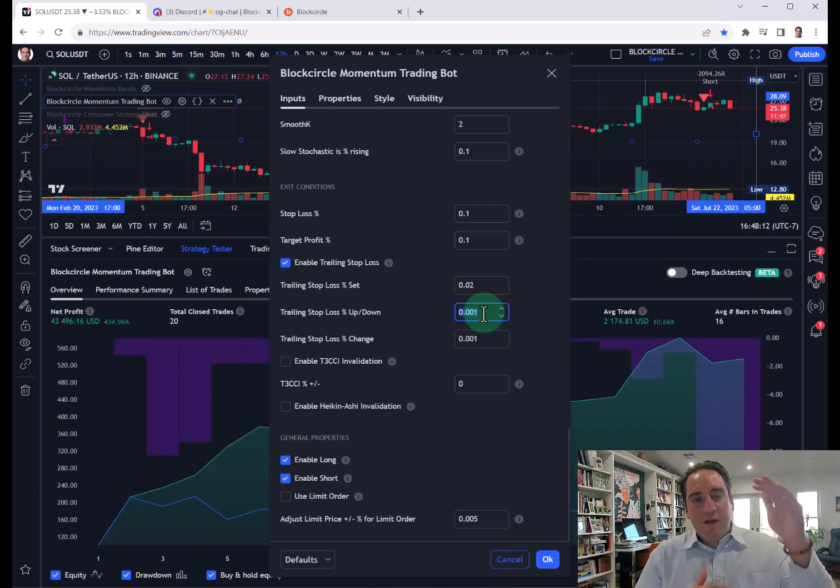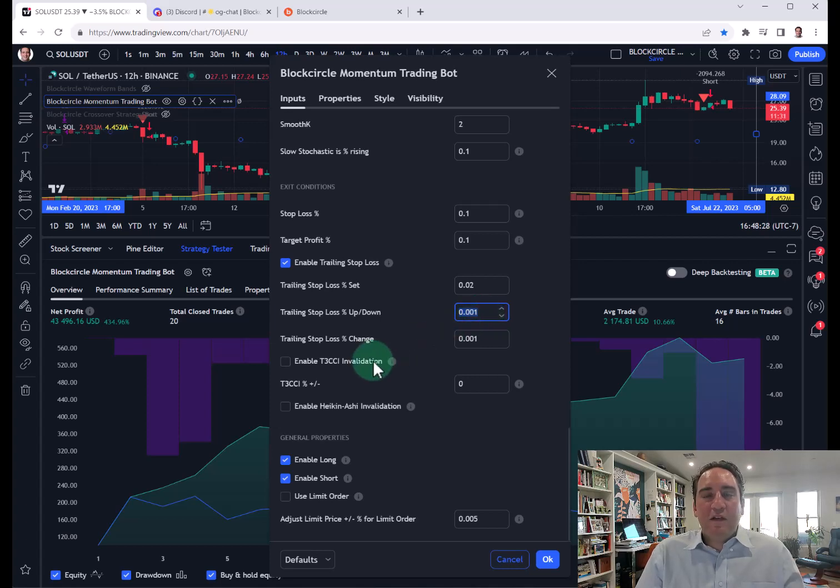And you could configure this, of course, but it tries to give it enough breathing room for that trade to properly move in the direction that you have hopefully predicted correctly. So that's another form of exit condition.